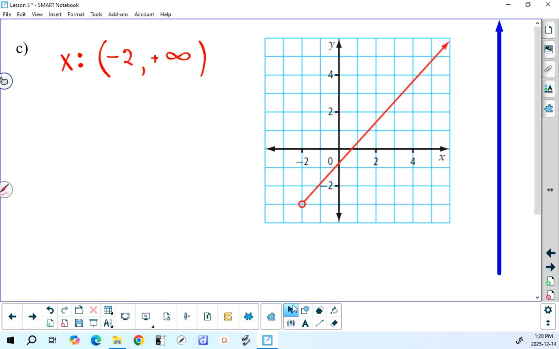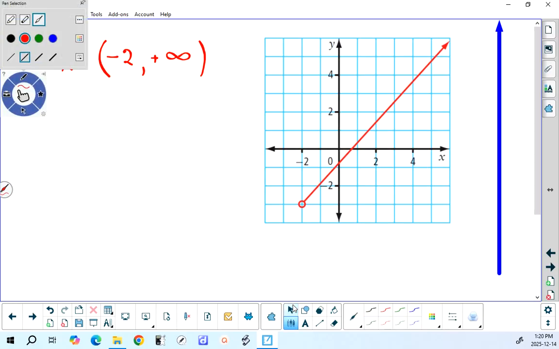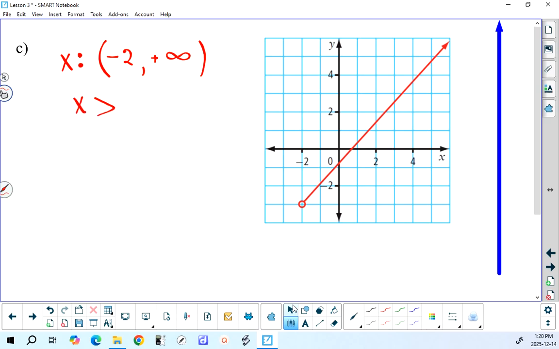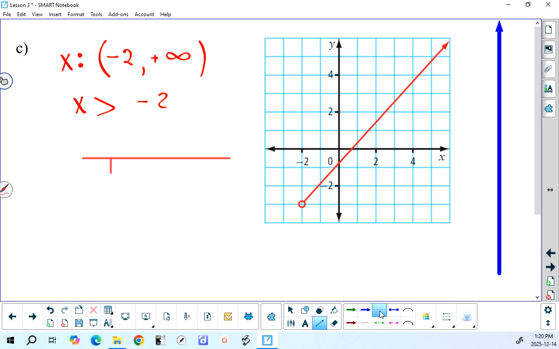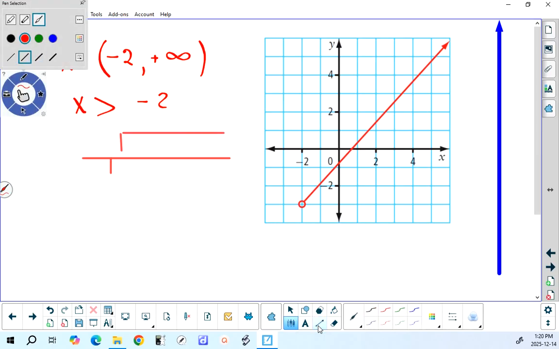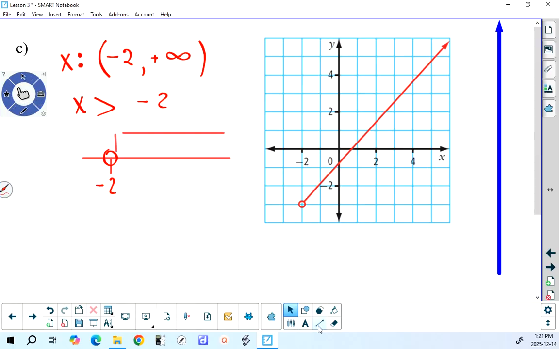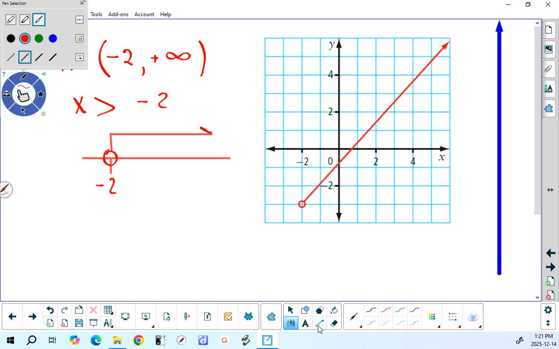All we're going to do here is say that x is any number greater than -2. If we were to draw a number line, it would look like this. We would have -2 here, and an arrow to the right. And that's the same thing as saying x is greater than -2.